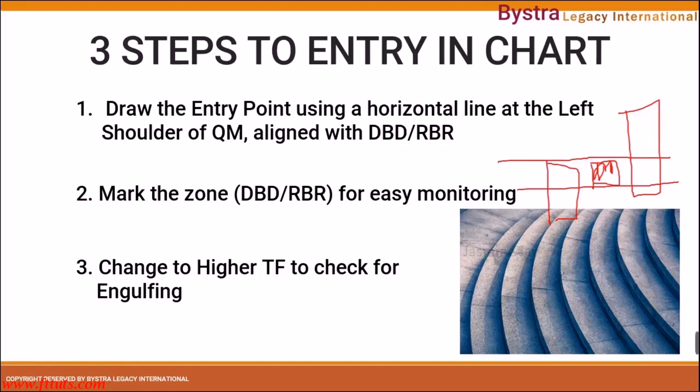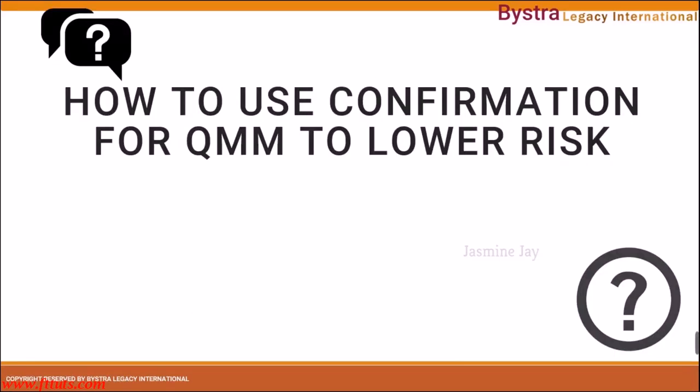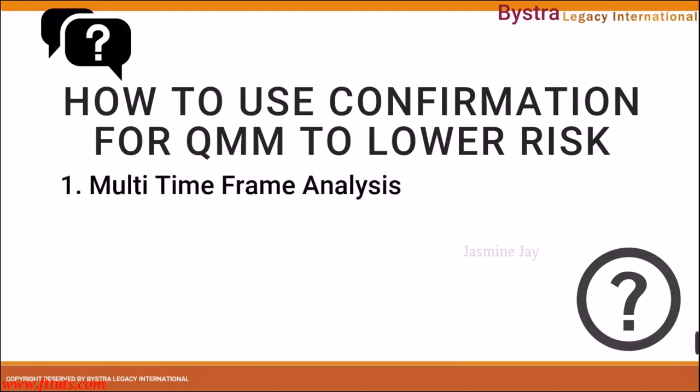If the setup doesn't have an engulfing on the higher time frame, then the setup will be considered as very high risk. Please, when there is no confirmation, do not enter the trade. So how do we use the confirmation for QM to lower down our risk of entry? First is the key, the same thing that we always come back to again, it is the multi-time frame analysis.